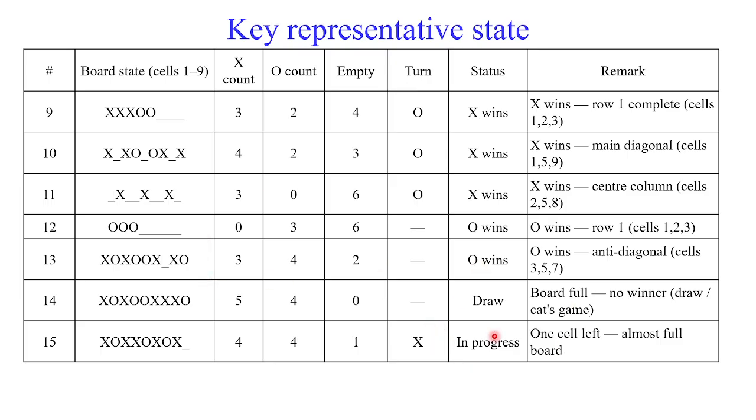Here these two are for draw. This is for draw. No winner or no loser. It's a cat game. So this state is in progress. So these are some of the state representations of how X and O place their marks on the board.